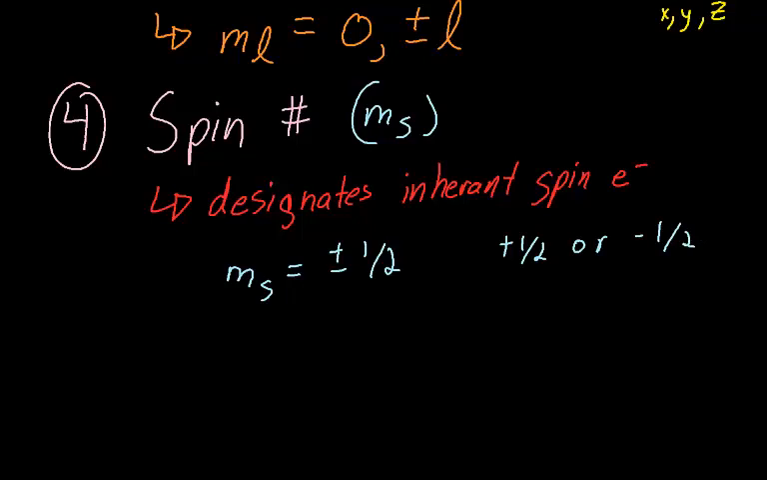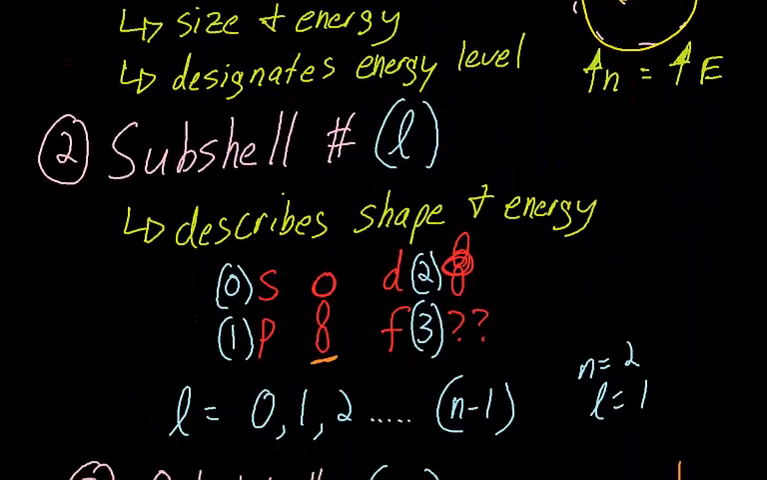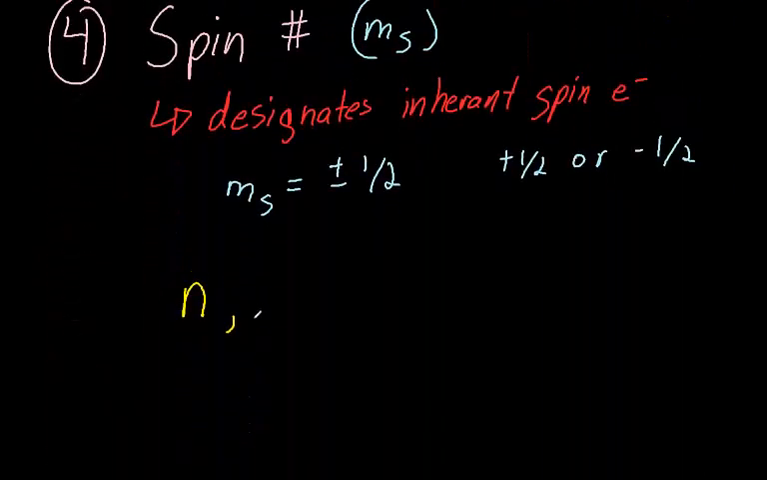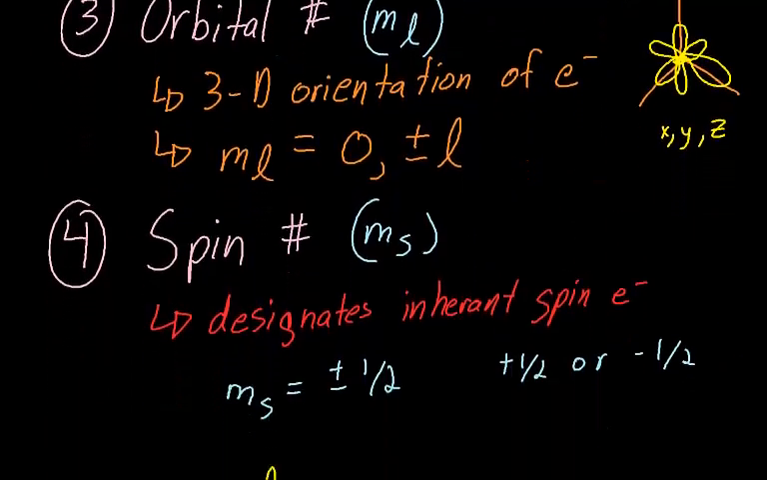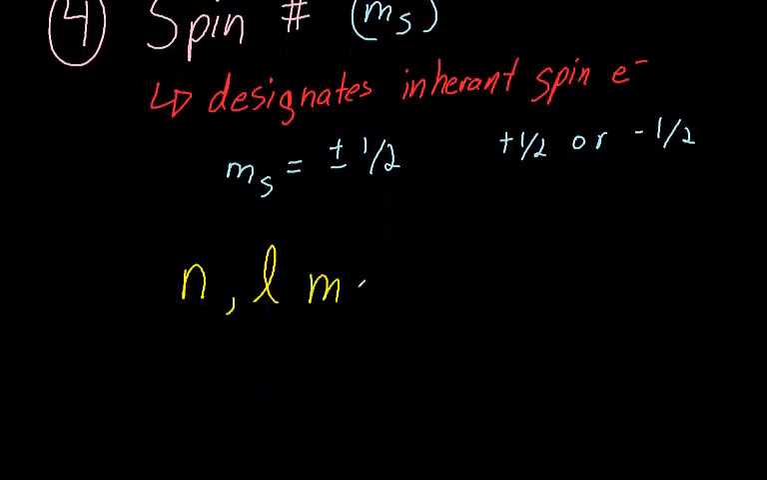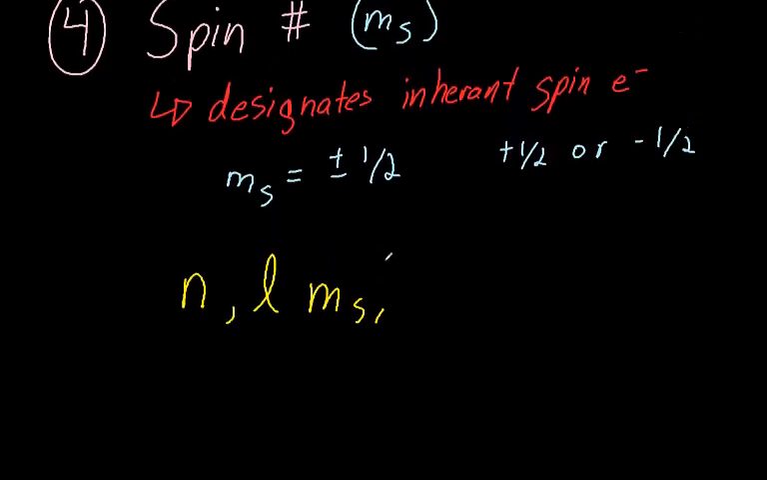So let's write down all of our numbers again. We have the principal quantum number up here at the top. Then we have the subshell number, L. And then we have the orbital number, m sub L. And then we have the spin number, m sub s.